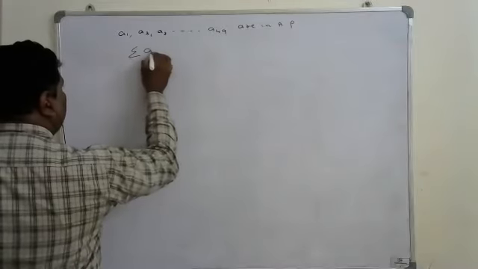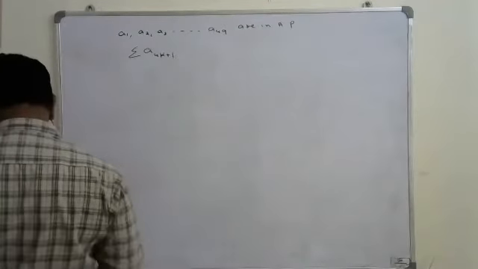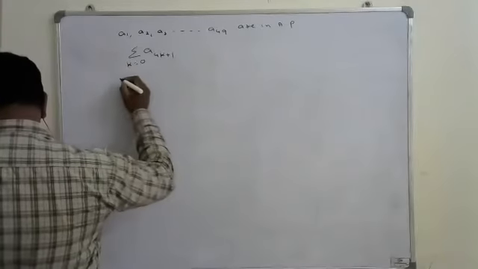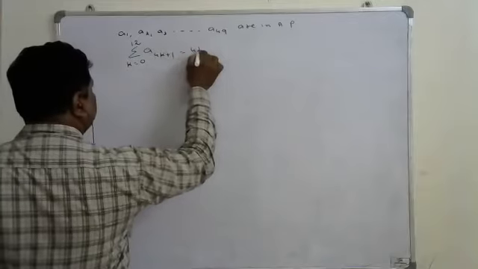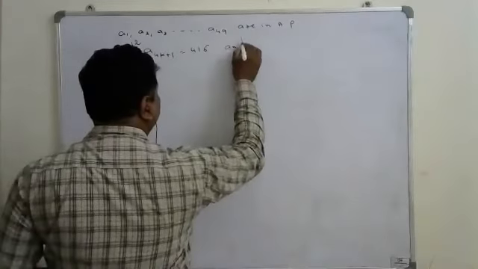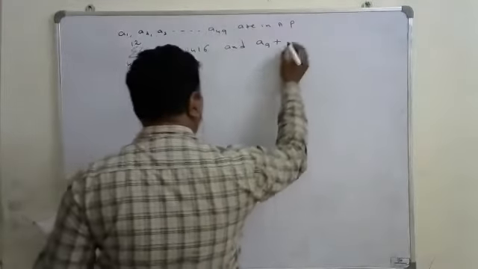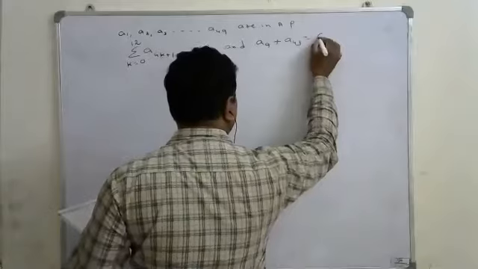the sum of A4K plus 1, where K is varying from 0 to 12, is given as 416, and A9 plus A43 is given as 66.